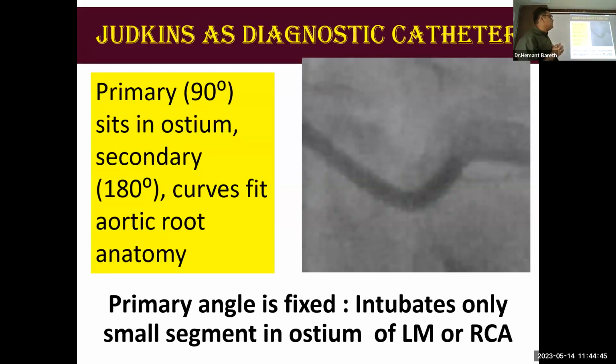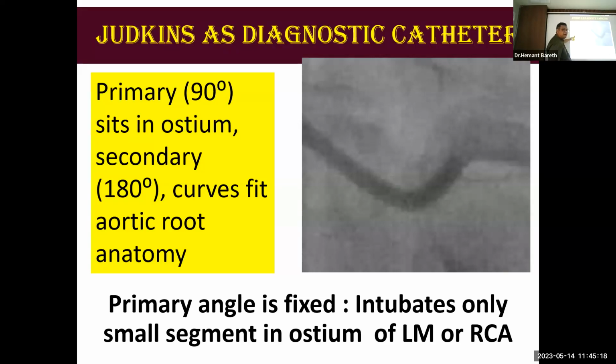Now coming to the basic catheter, the Judkins catheter. We need to first understand what the Judkins guide catheter is like. As I said, very important, this primary angle is 90 degrees, and this is the part that sits inside the left main ostium. So this is the part that sits inside the left main, and this should be the left main ostium. And this is the part that should match the diameter of the aorta.